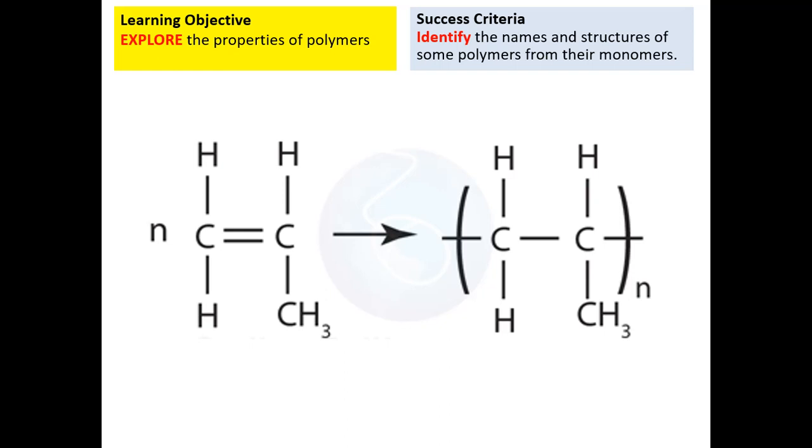So the first carbon atom has a hydrogen and a hydrogen. The second carbon atom has a hydrogen at the top and a carbon CH3 at the bottom. Just make sure they're in exactly the same place. If you move things about, you will change that structure. So you need to make sure it's in exactly the same place.